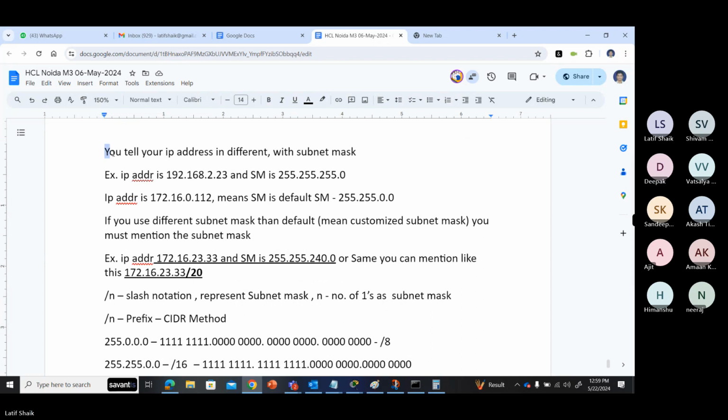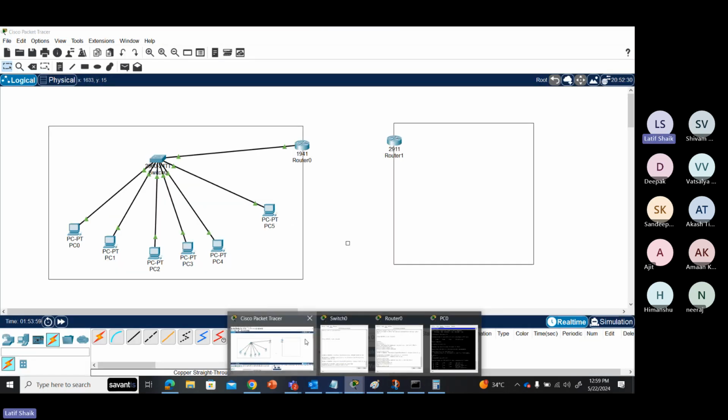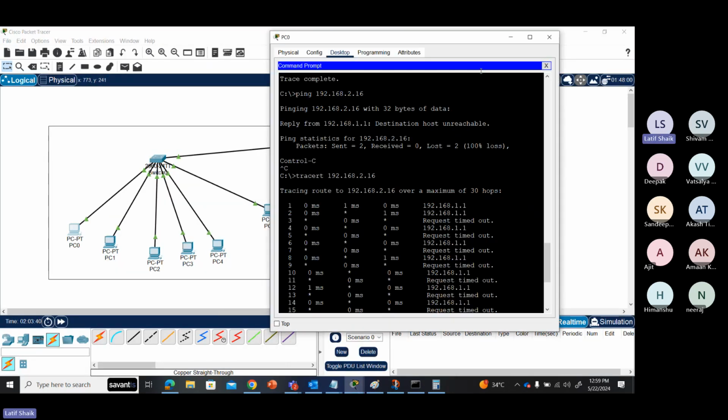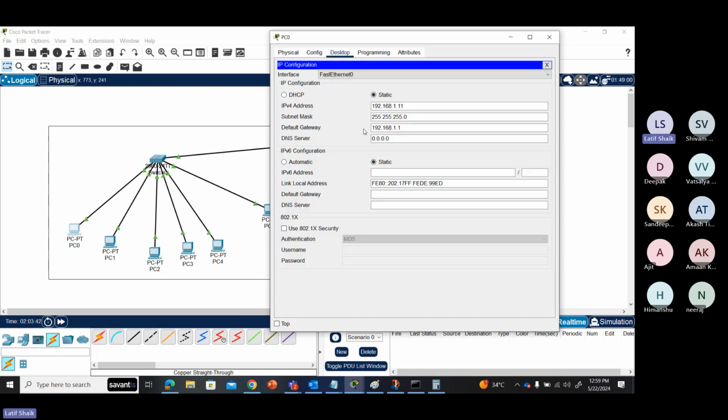So tell your IP address along with the subnet mask. Okay, so what is the point here? You're telling your IP address. If someone asks what is your IP address, I say 192.168.2.23 or 192.168.1.11. I told only my IP address. It means I'm using the default subnet mask.